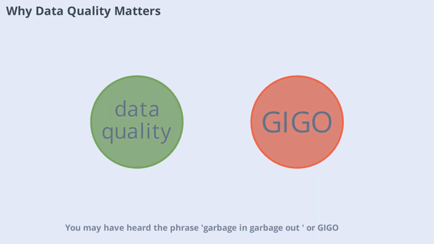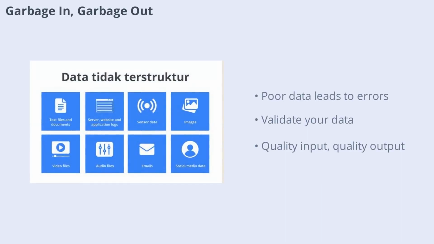You may have heard the phrase, garbage in, garbage out, or GIGO. This means that the quality of your AI's output depends entirely on the quality of the input data. If you feed your AI poor, irrelevant, or incorrect data, the results will be disappointing. That's why it's essential to ensure your data is accurate, relevant, and well organized before using it in any AI project. Let's look closer at the GIGO principle.